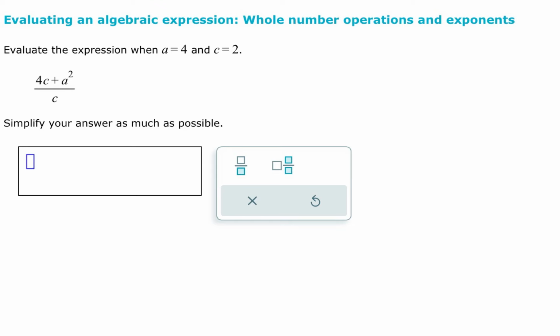Let's look at how to evaluate an algebraic expression with whole numbers and exponents. First example, we have 4c plus a squared, all over c. First, we're going to substitute the given values for our variables.